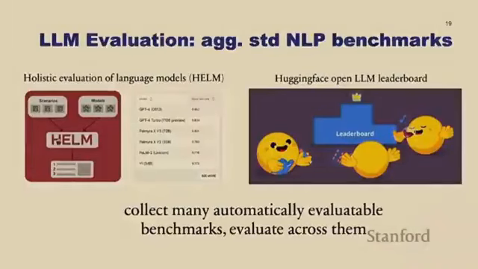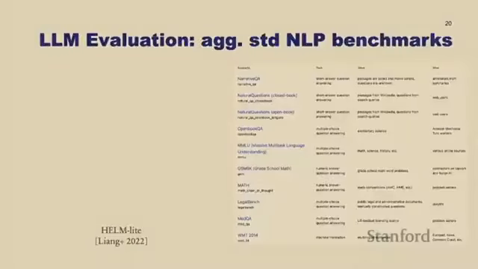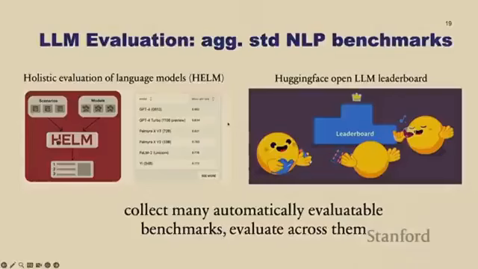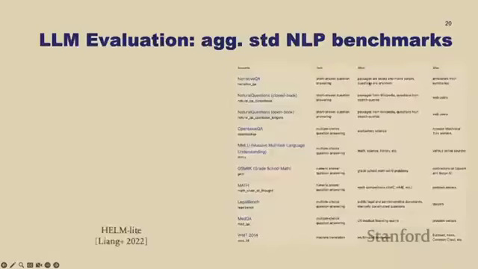One other common way, and now more common in academia, of evaluating these LLMs is by taking all the classical NLP benchmarks, and I'll give you a few examples later, and aggregating everything. So collect as many automatically evaluatable benchmarks as possible and evaluate across all of them. Two such benchmarks are HELM, which is from Stanford, and the Hugging Face Open LLM Leaderboard, which are probably the two most common ones right now.